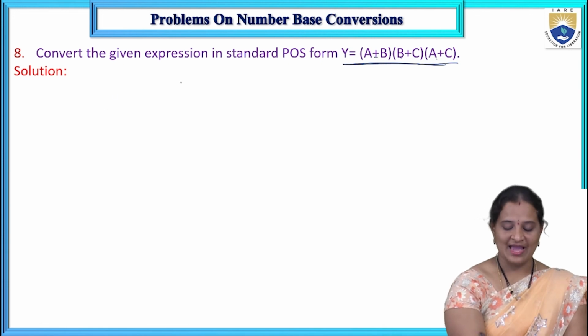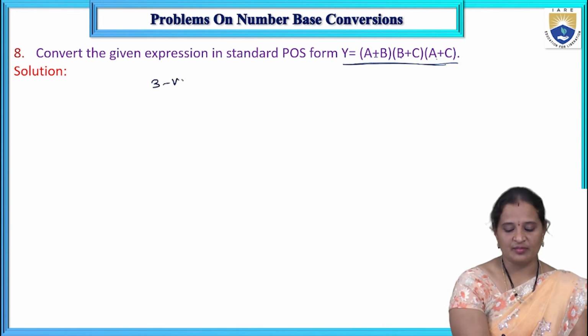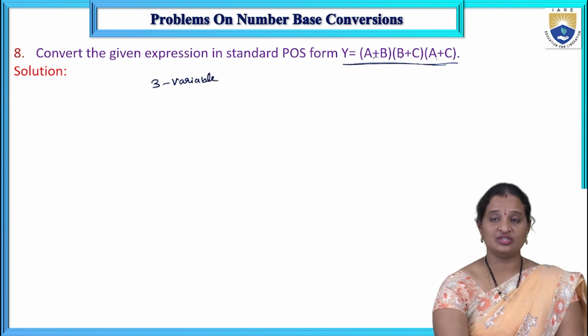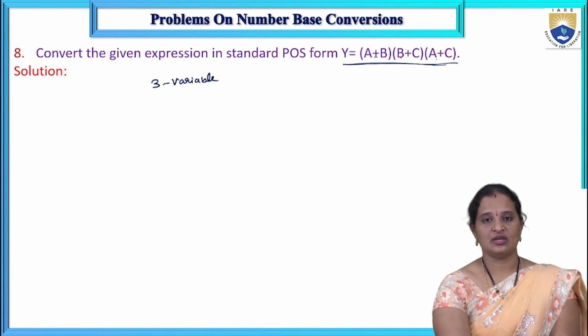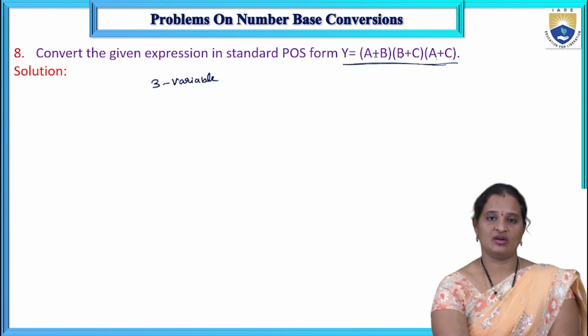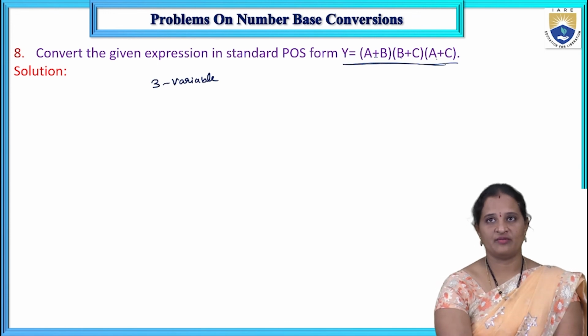Canonical form means this function is a 3 variable function, because we can see 3 variables A, B, C, but each term has only 2 variables. That means one of the variables is missing. So I want to convert this into canonical form such that each term will have all the 3 variables, either in its true form or in its complemented form.